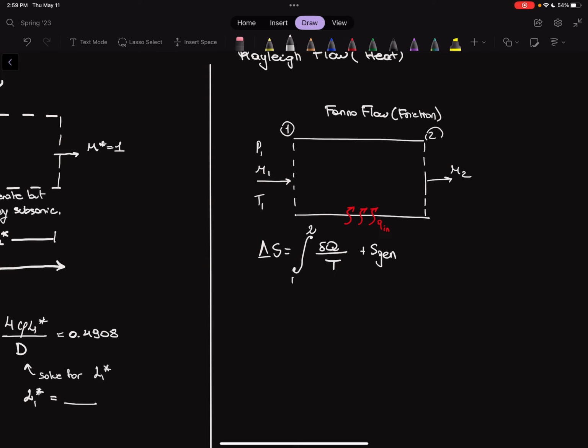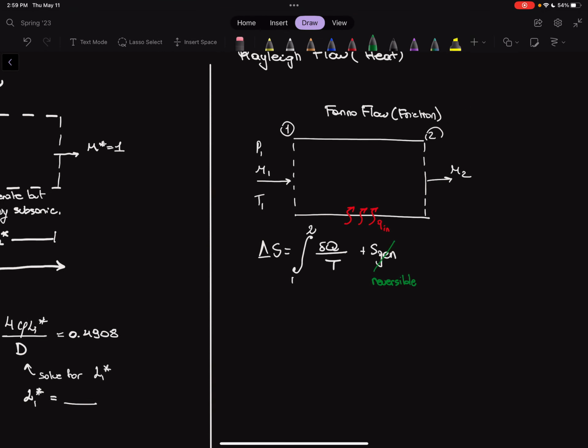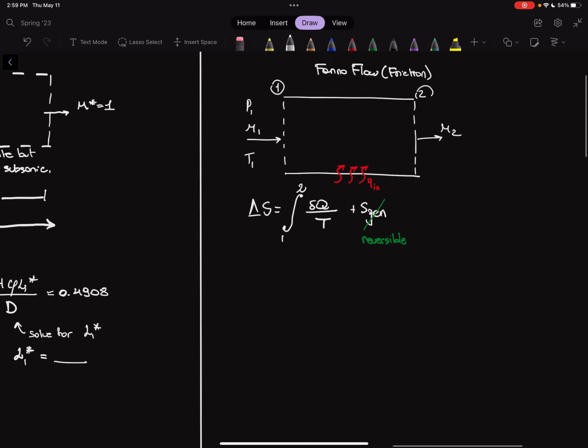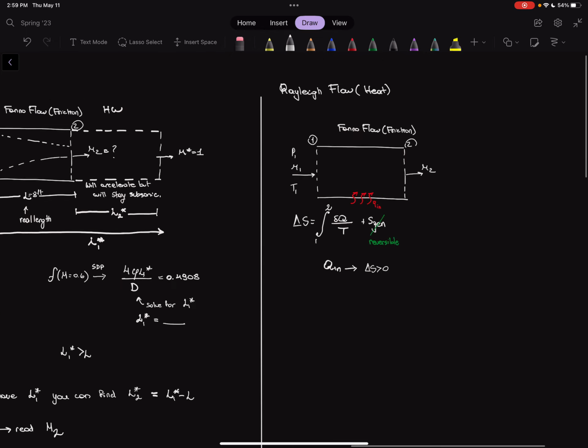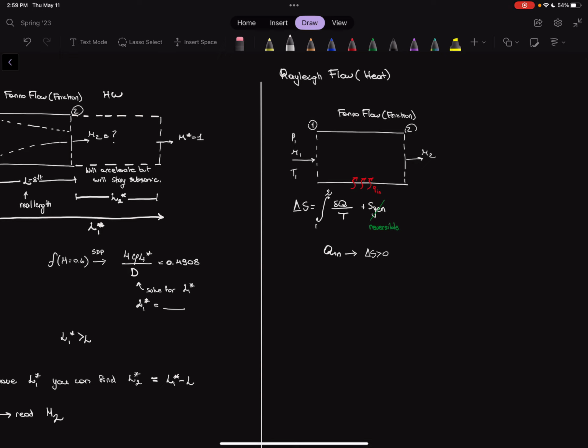But since we bring some heat in, we have some Q in. As a consequence, again, delta S is going to be positive. Okay. Because of the heating. So that's the common point with the Fanno flow. Delta S is positive too. Okay?